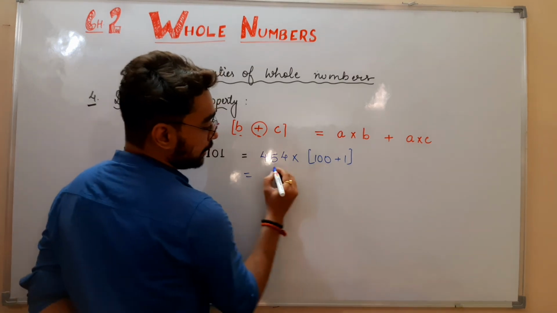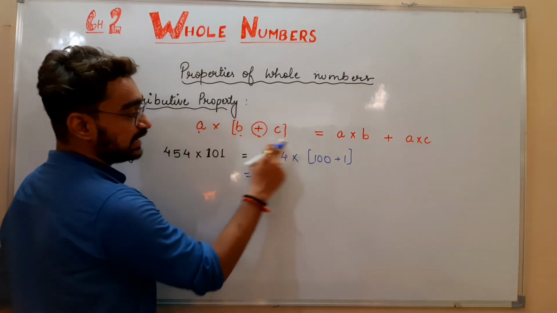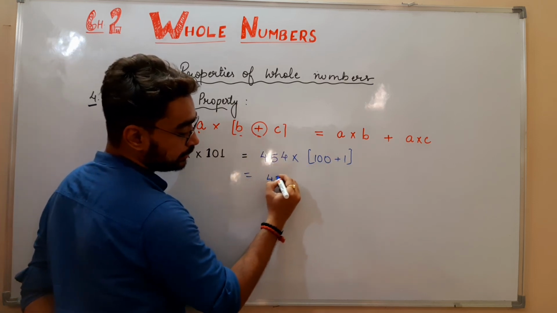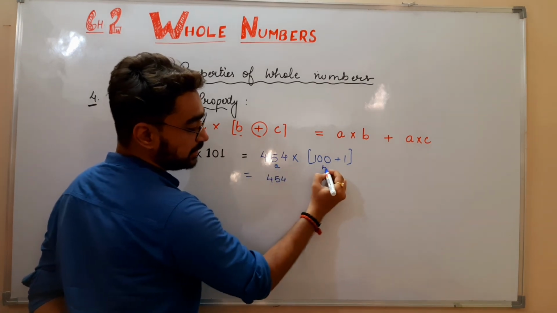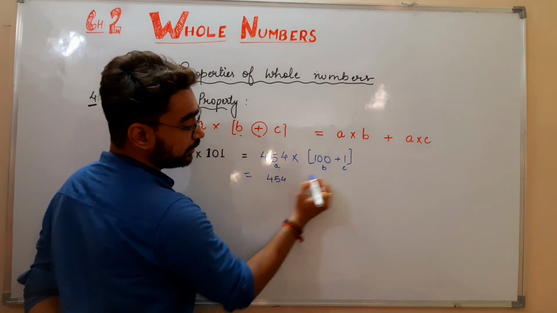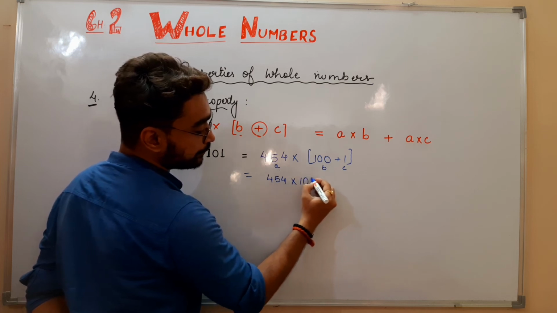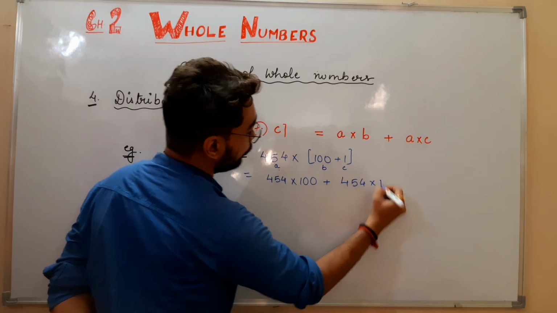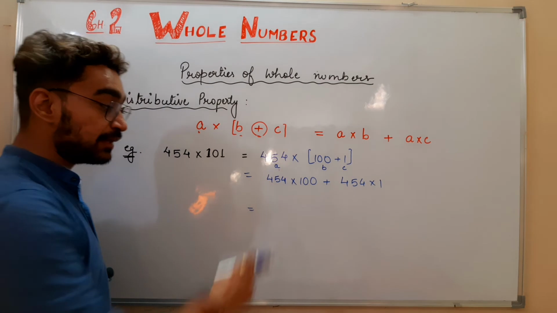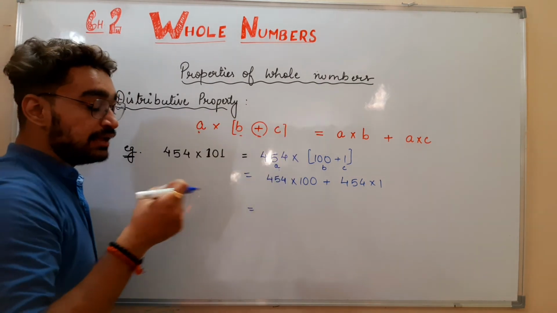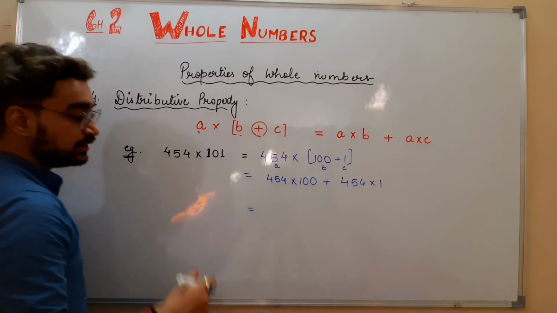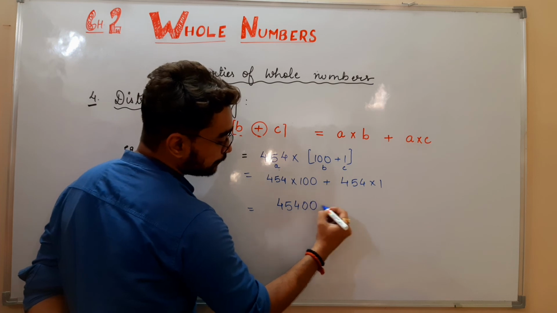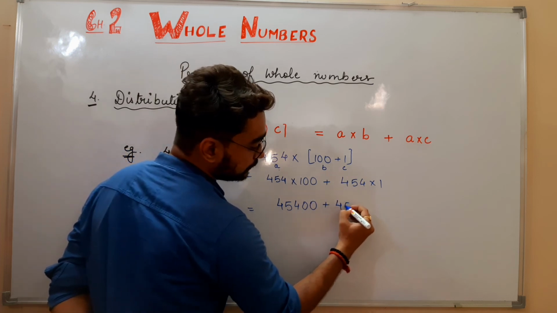Now distribution of multiplication will happen. See, it is the same, it is becoming the same format, A into B plus C. So this is my A, B, C. Now A into B, 454 into 100, plus A into C, 454 into 1. We know that whenever you want to multiply by 10, 100, 1000, 10,000, we just need to put the number of zeros. So it will be 454 and these two zeros, plus 454 multiplied by 1, which will always be the same.